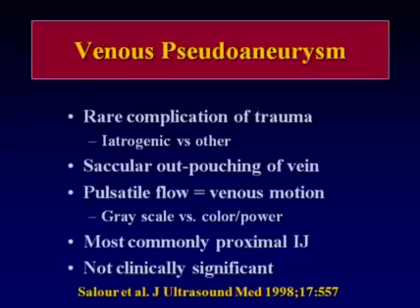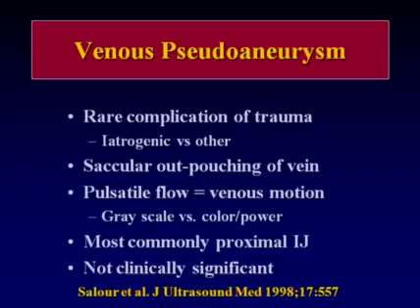And this will be seen sonographically as a saccular outpouching of the vein, which contains pulsatile flow. You can see that the pulsatile flow will essentially be in sync with the motion in the adjacent vein. You can actually see a squirt of flow going into this sac on either grayscale or color or power Doppler. Again, it is most commonly going to be found in the internal jugular, probably because the internal jugular is the most commonly punctured upper extremity proximal vein.